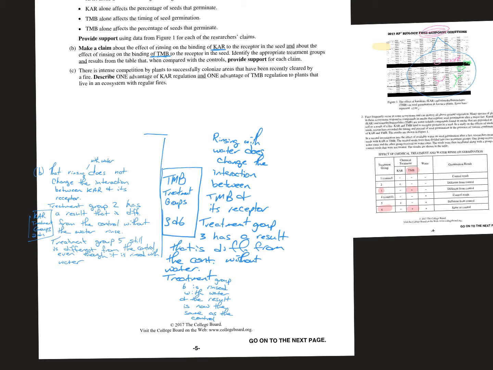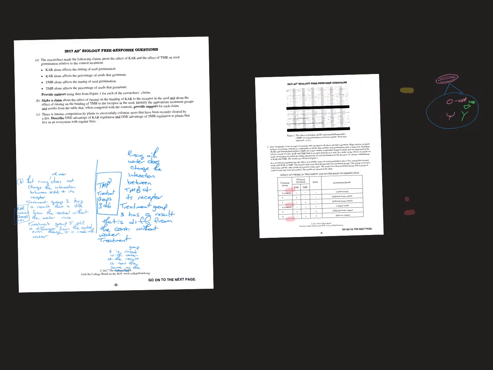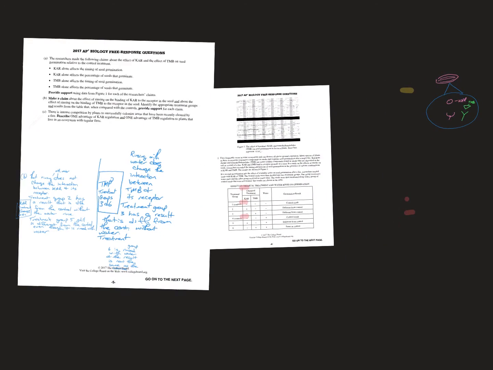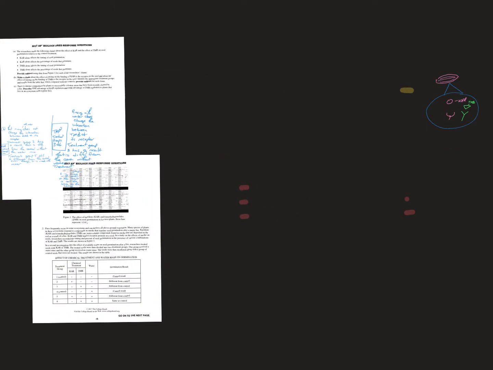The next question, C, says there is intense competition by plants to successfully colonize an area that has been recently cleared of fire. Describe one advantage of CAR regulation and one advantage of TMB regulation to plants that live in an ecosystem with regular fires. So this is going to require you to consider how organisms are going to interact, and why is anything producing CAR, and how does CAR work biologically.